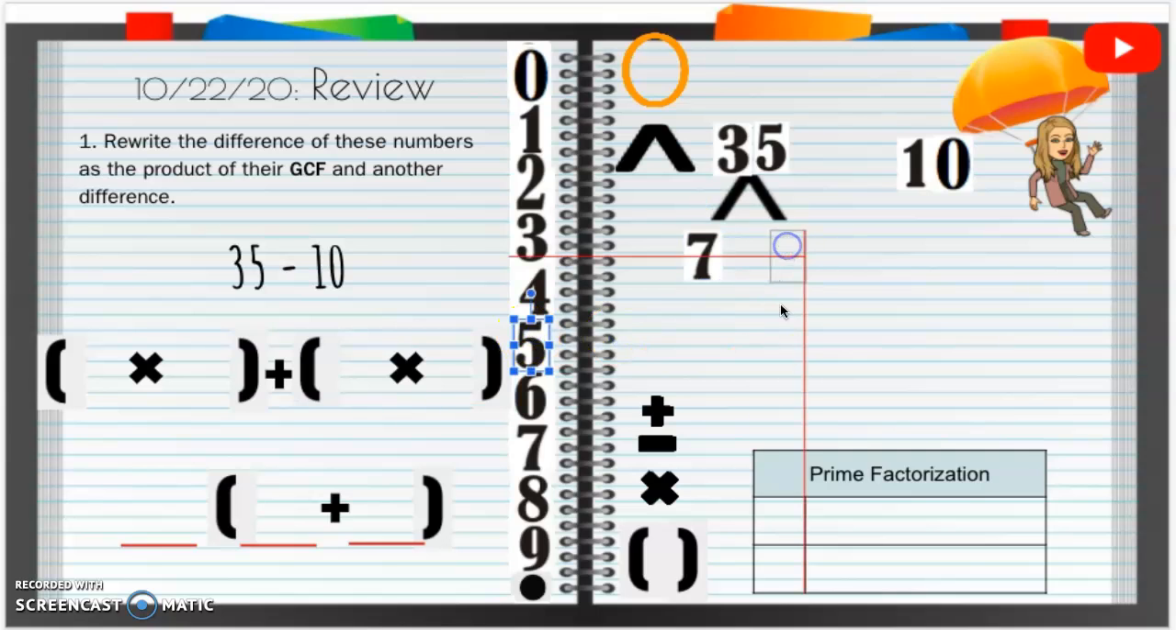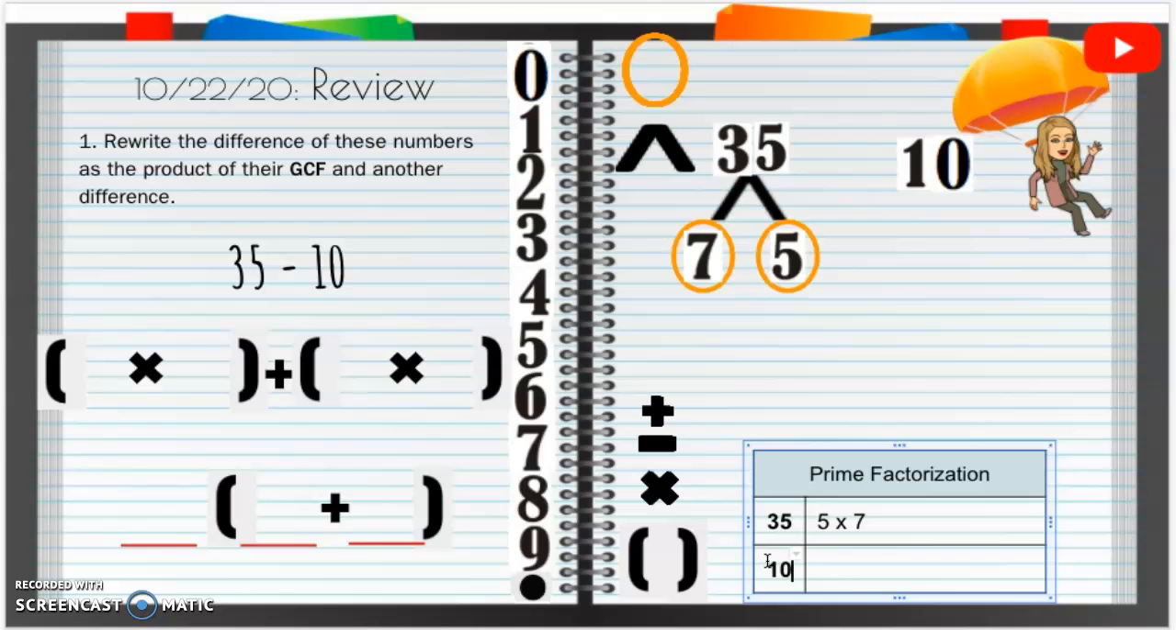Can I break either of those down anymore? No, because they're both prime numbers. Remember, a prime number only has two factors, one and itself. So prime number, you cannot break it down. So our prime factorization of 35 is going to be, in order from least to greatest, 5 times 7.